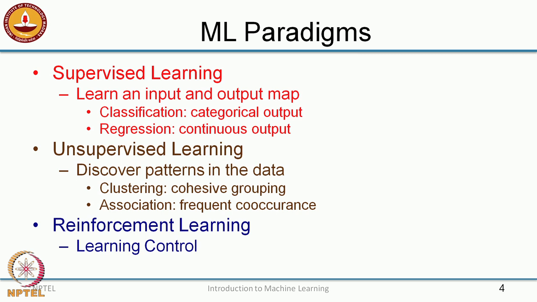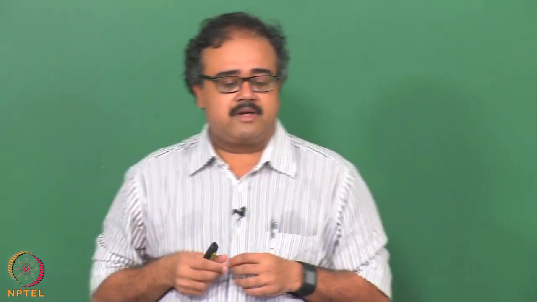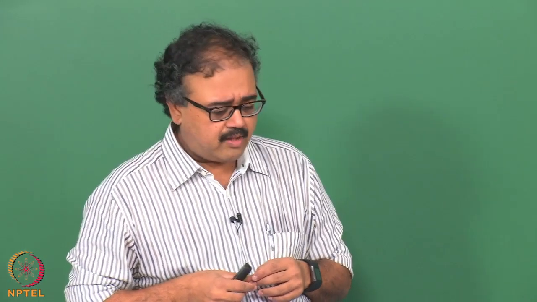So, the third form of learning, which is called reinforcement learning, is neither supervised nor unsupervised in nature, and typically these are problems where you are learning to control the behavior of a system. I will give you more intuition into reinforcement learning in one of the later modules.